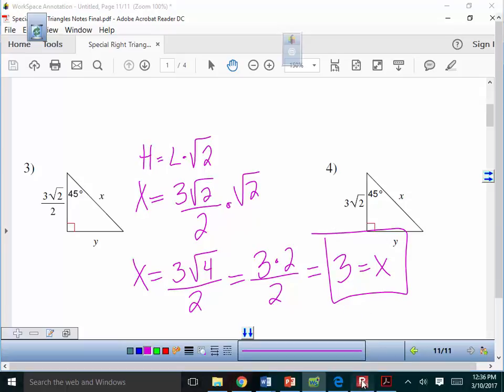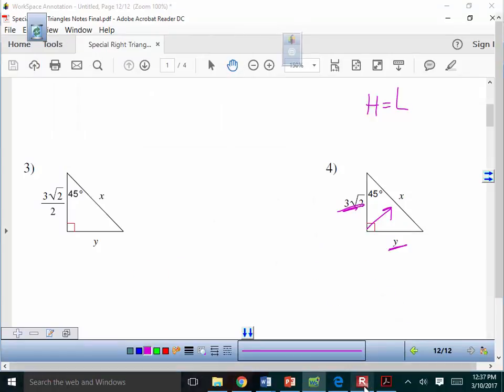Okay, so we know the formula is just hypotenuse is equal to leg times the square root of 2. Now we're just plugging in. What is the hypotenuse, Alexia? X. And what is the leg? Square roots of? And then that's times what? Times what? Okay, this is the formula.